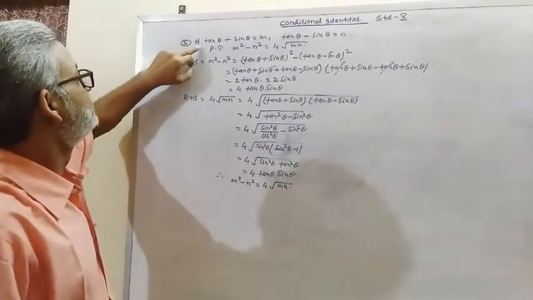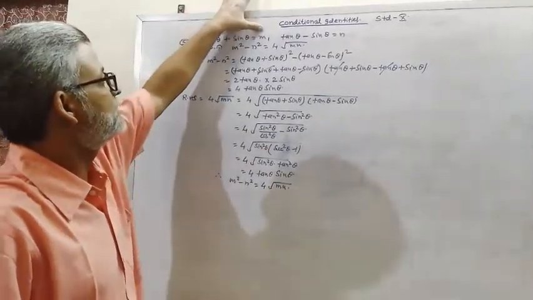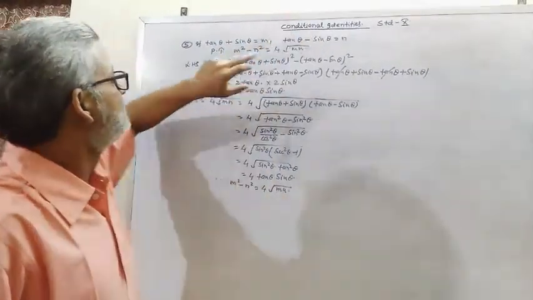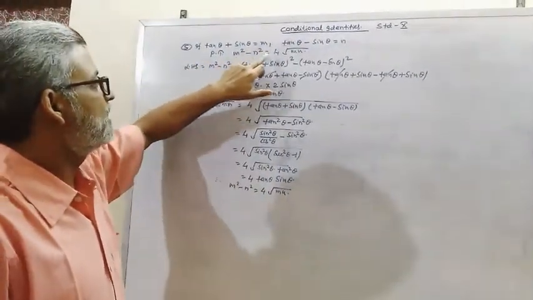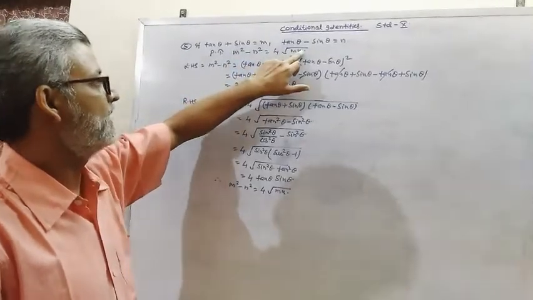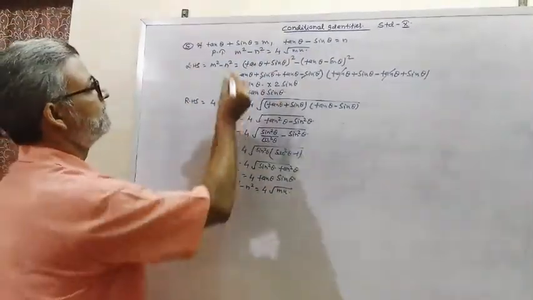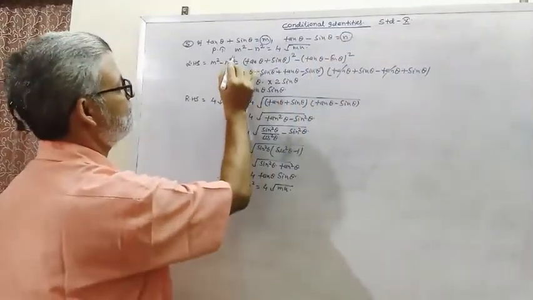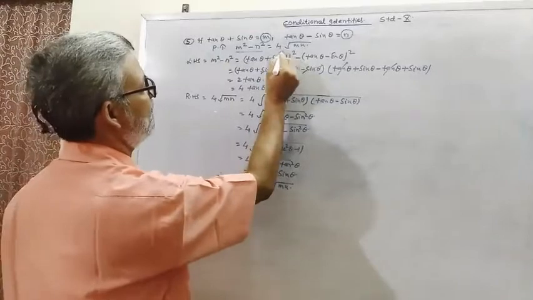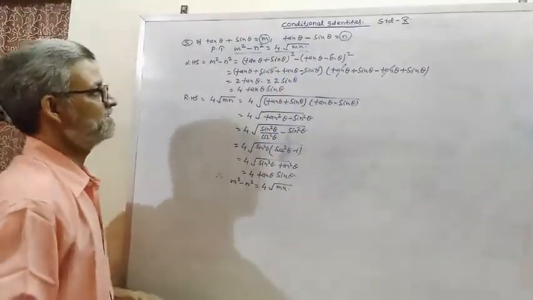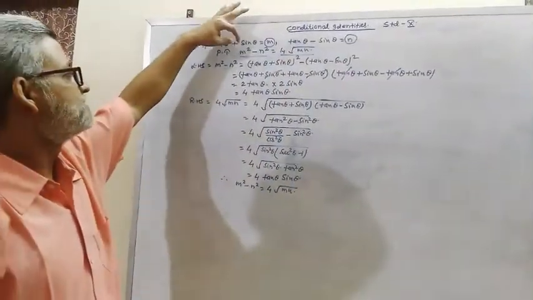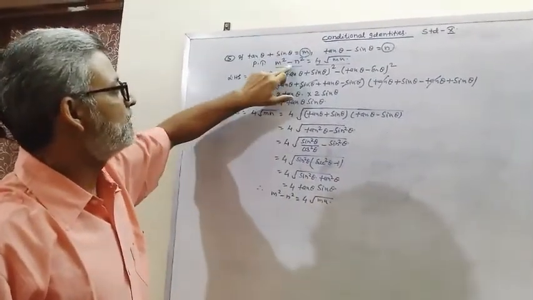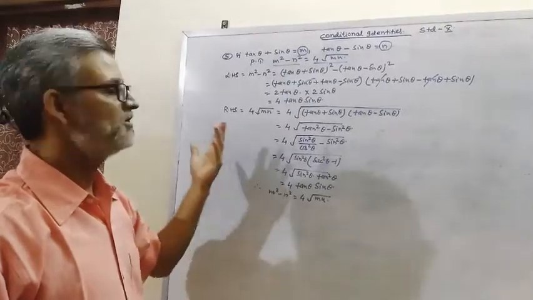Now the fifth question. If tan θ + sin θ = m and tan θ − sin θ = n, prove that m² − n² = 4√(mn). Actually here the value of m is given and the value of n is given, and the proof is also given in terms of mn on the LHS and RHS. So on both sides substitute the values of m and n and simplify. If you get the same result on both sides, it means it is proved.